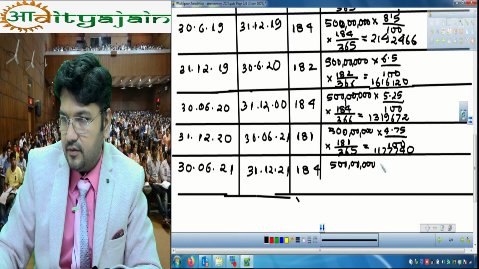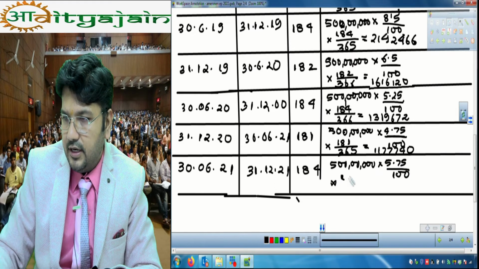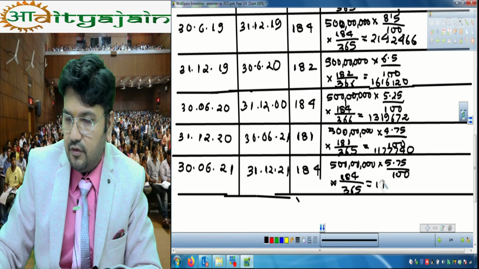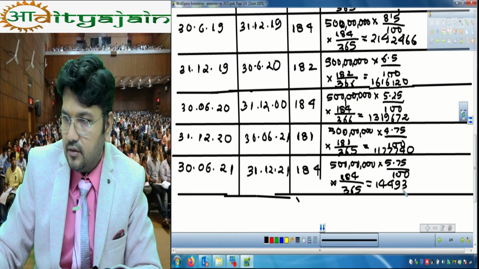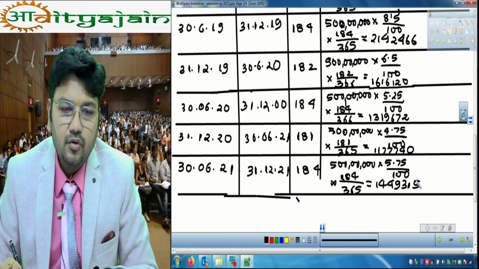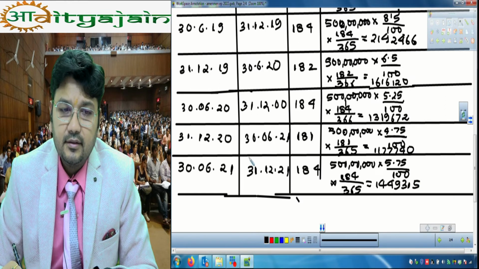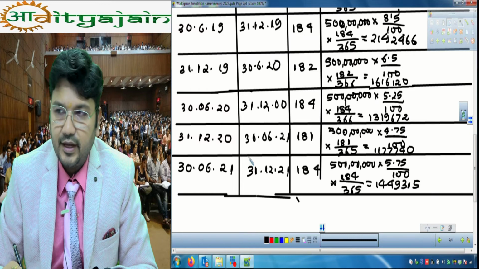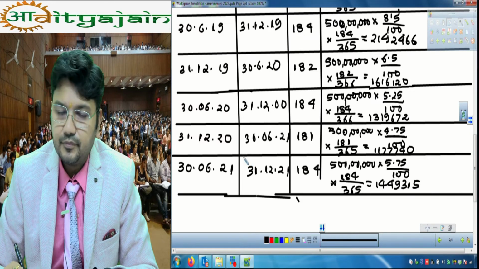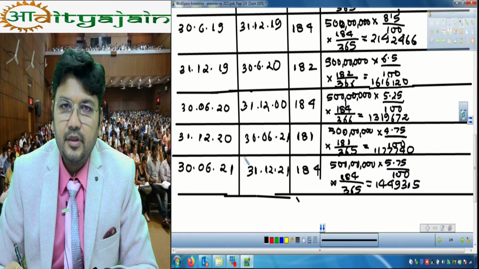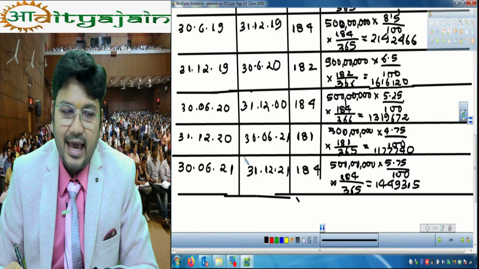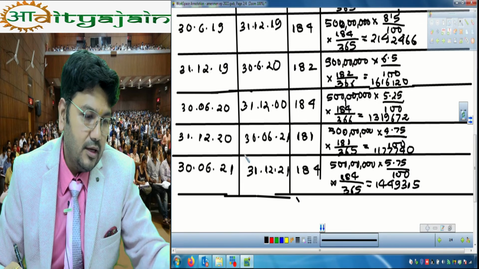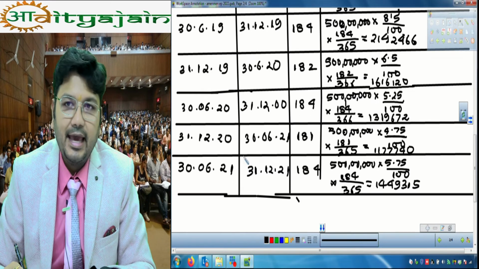Last, 500 into 5.75 into 184 upon 365. It is 1449315. Fine. Now comes the application of cap and floor.